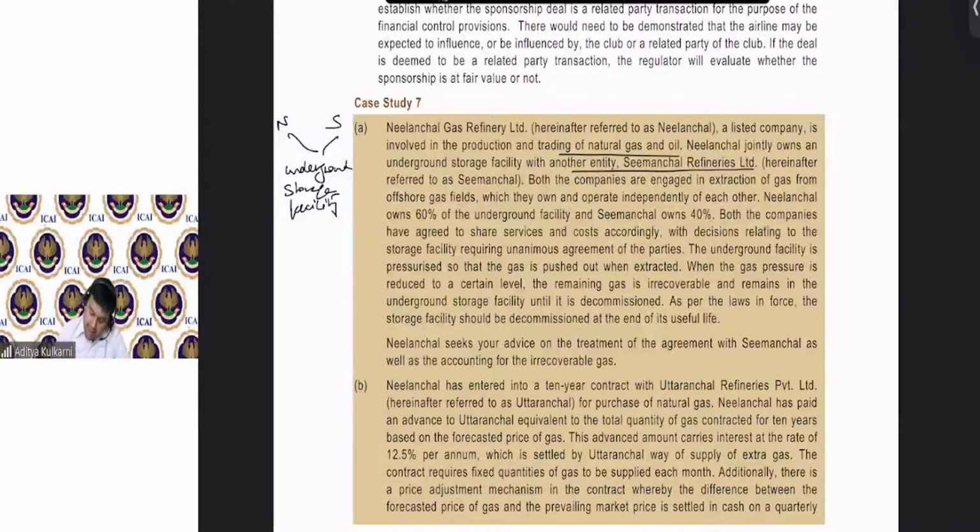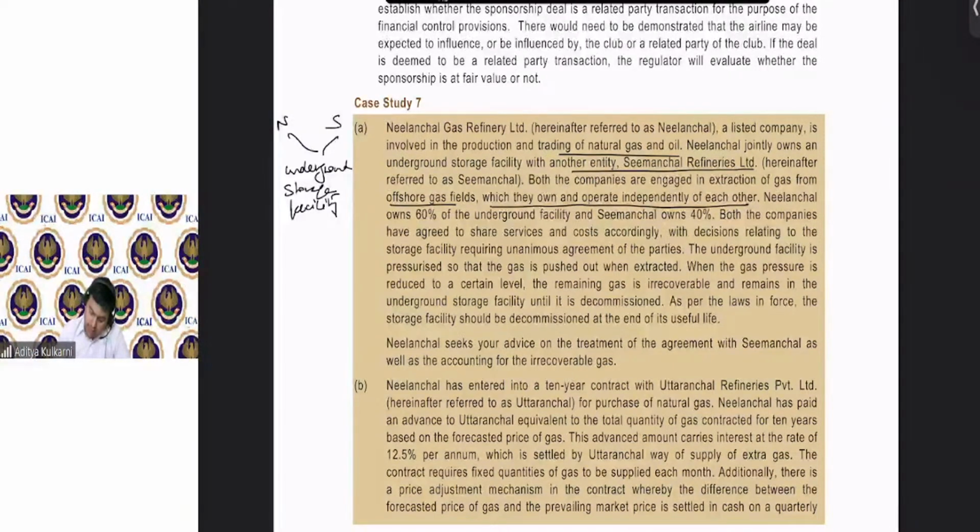Both the companies are engaged in extraction of gas from offshore gas fields, which they own and operate independently of each other. So Neelanchal has its own operations. Seemanchal has its own operations. So Neelanchal and Seemanchal are two independent entities. They are not even related. But for the purpose of storing the gas that they have extracted, they need a storage space. And storage space typically will be in pipes that run into kilometers of length. And therefore, that is done on a joint ownership basis, where they own the storage facility together.